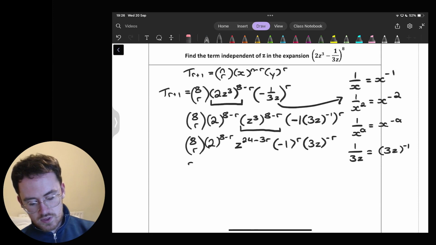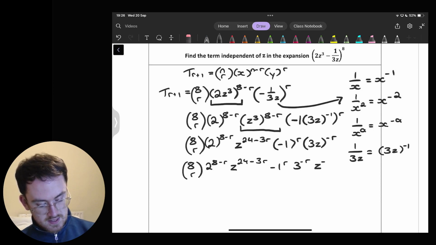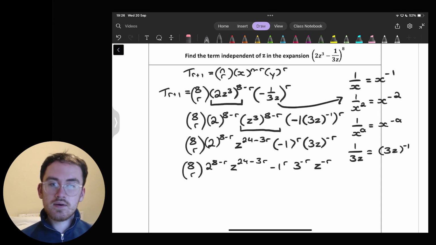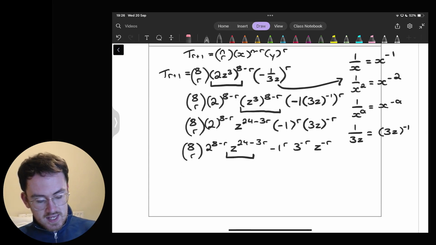Then if I want to go one step further, just to get everything laid out the way that I want it, I can rewrite this part over here, so it's minus 1 to the power of r, 3 to the power of minus r, and z to the power of minus r. So now I have every term laid out, separated in the way that I want it, and the last thing I'm going to do is look at these z parts.